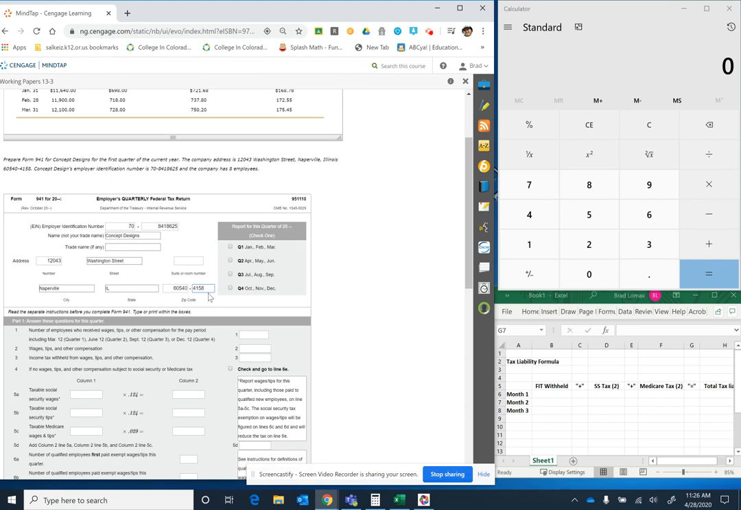40-4158. So initially I'm able to pull all this information up top from our instructions. And we're going to report this quarter for the first quarter, because that's what it says. Reporting for the first quarter of the current year for January, February, and March.